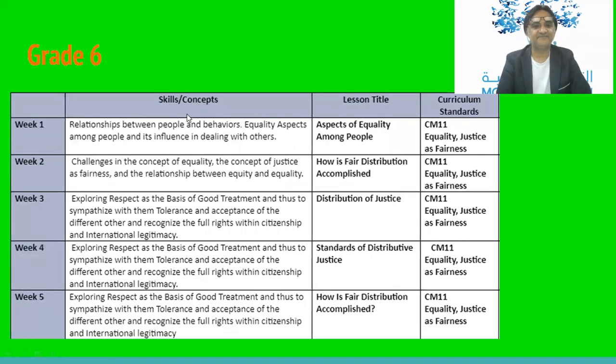For grade 6: aspects of equality among people. How is fair distribution accomplished? Distribution of justice. Understand standards of distributive justice. How is fair distribution accomplished? These are the concepts and skills: the relationship between people and behavior, aspects of equality among people and its influence in dealing with others, challenges in the concept of equality, the concept of justice as fairness, and the relationship between equality and equity.